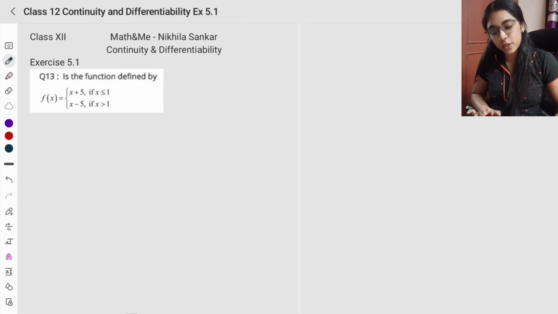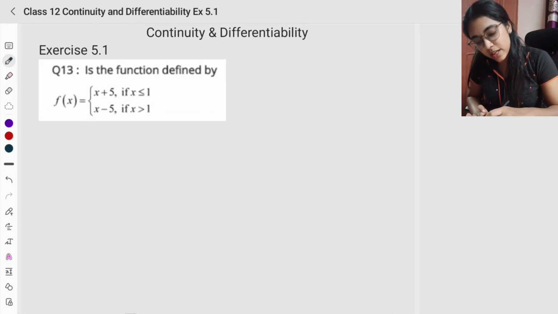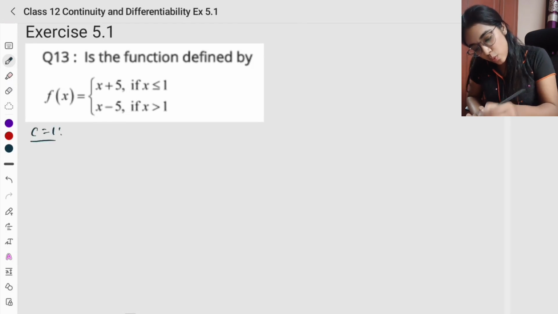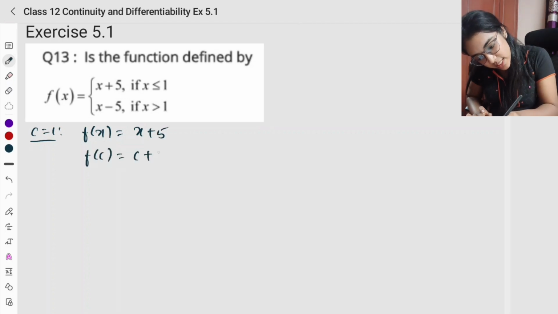Moving on to question number 12. Again, a very, very similar question. So what is my first case? c is equal to 1. So what is my f of x? f of x is going to be x plus 5. So f of c is going to be c plus 5.